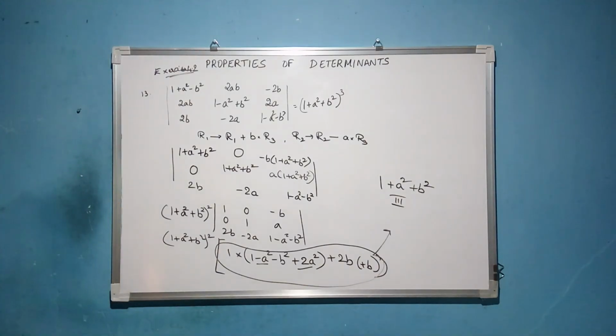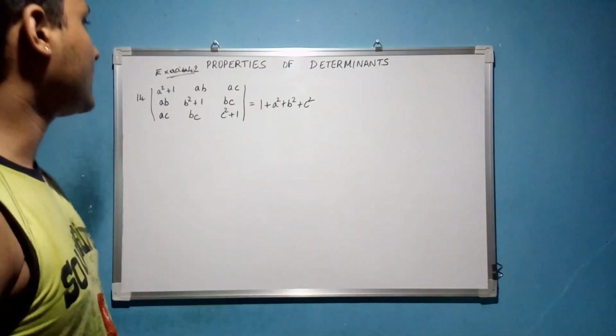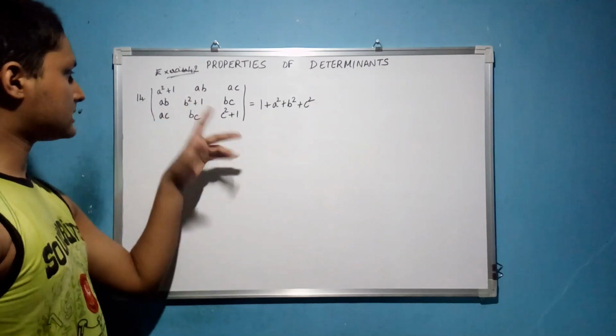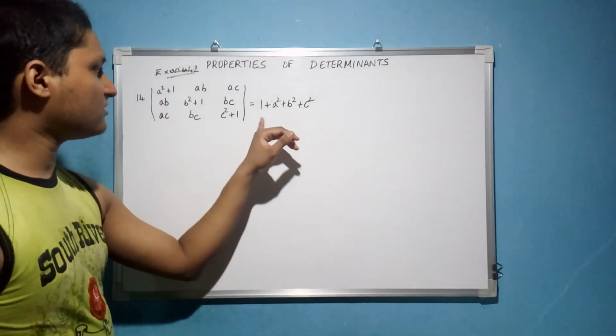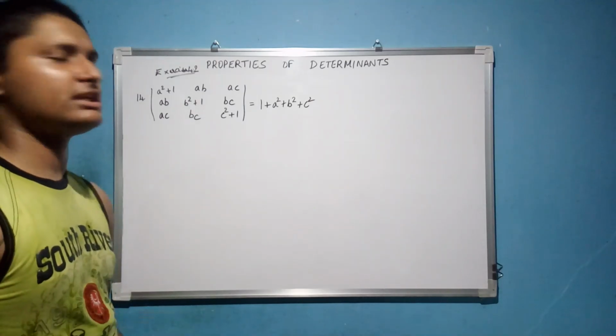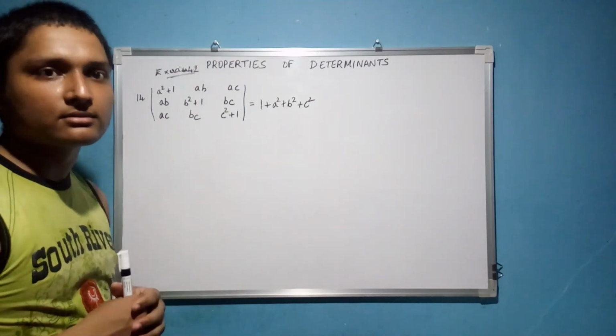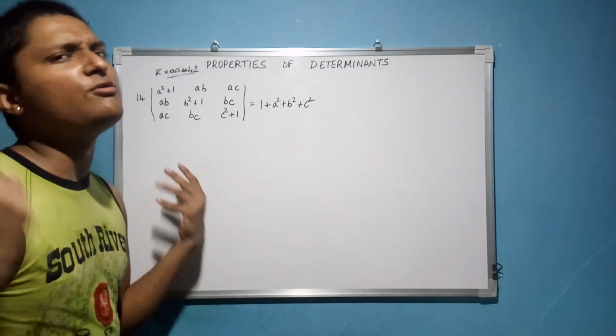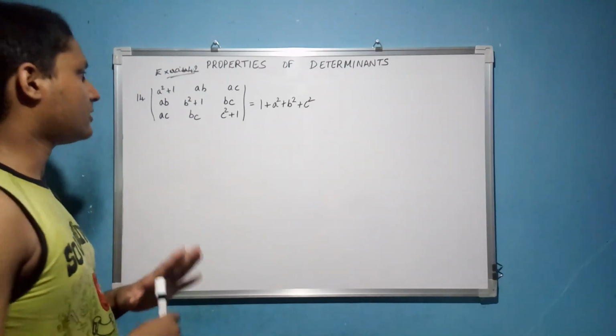We'll move on to the 14th, that is the last before the MCQ. Okay, now we have a 14th question. 14th question, this is a strange type of question. So you have 1 plus a square plus b square plus c square. It's a strange one, right? Because there is no product. Only one term is given. Somehow we need to get that term. There is no other option.